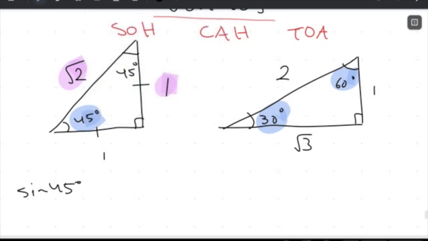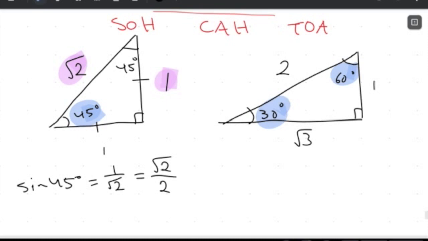So this gives me sine of 45 degrees equals 1 over root 2. And we can also rationalize the denominator here as well. And we can also write this in a different way, root 2 over 2. You can pause the video, have a go at rationalizing the denominator if you'd like.